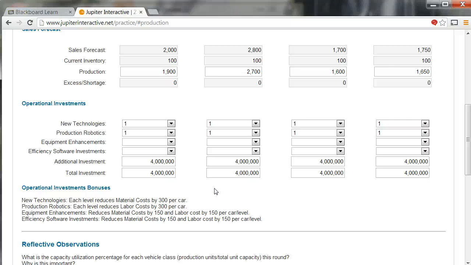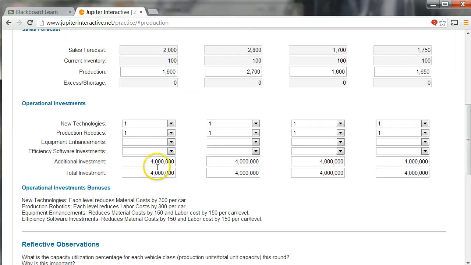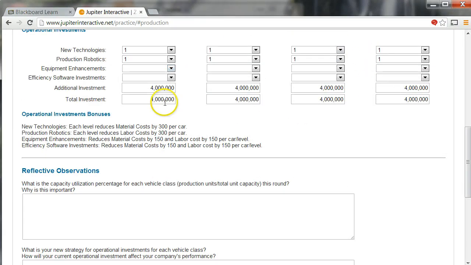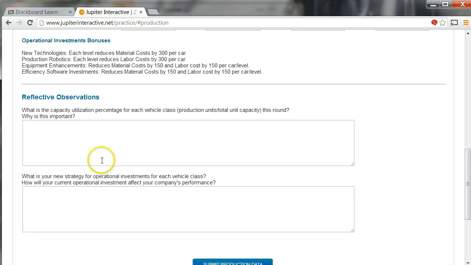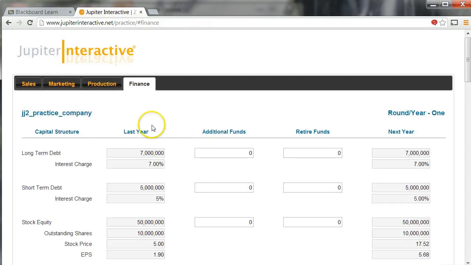So this is a critical area for strategy, that you keep reinvesting in your company by expanding your production capabilities in your plants and by investing in your company's capabilities. And then again here, a couple reflective observation questions you must fill out, and I'm going to submit the production data. And here we come to the last area, which is finance.